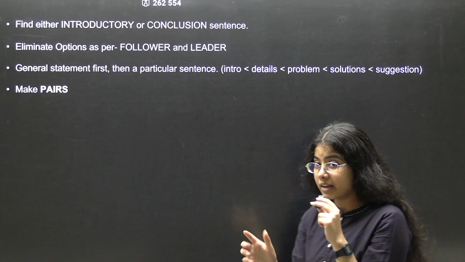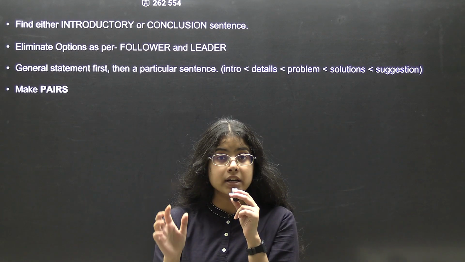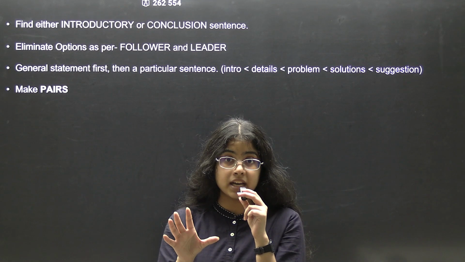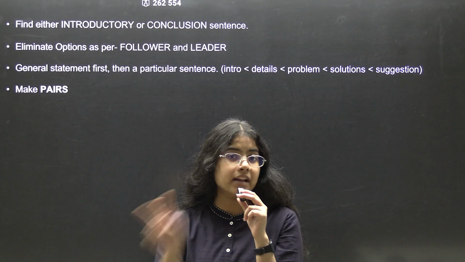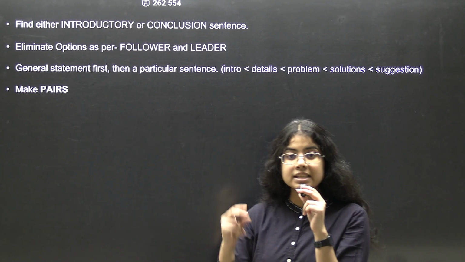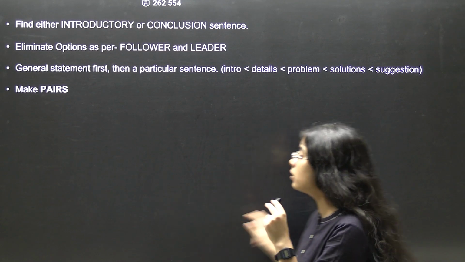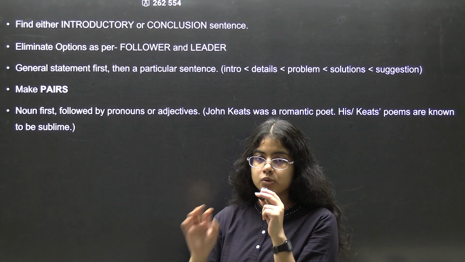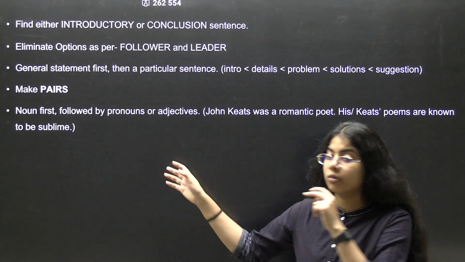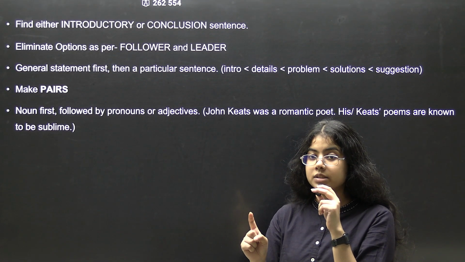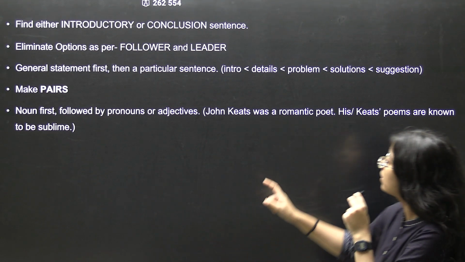Okay, so what really helps? Again, I will try to cater to students who are giving exams that have questions in the MCQ way. If you can make pairs, you can easily eliminate options. How does one make pairs? Using basic grammatical rules. Nouns first, followed by pronouns. Obviously, the noun comes first, the antecedent, then the pronoun.